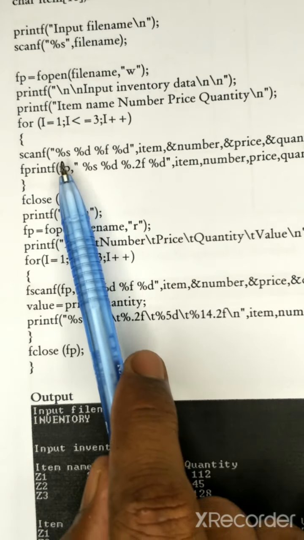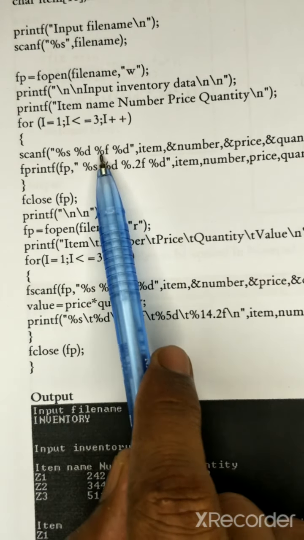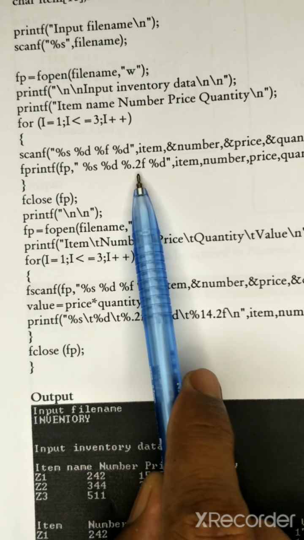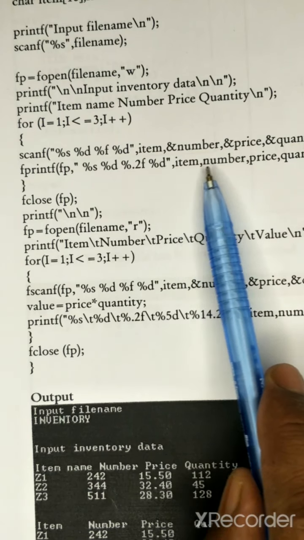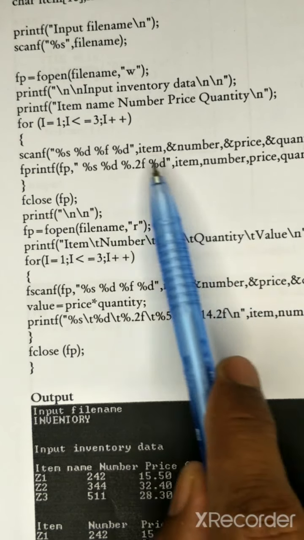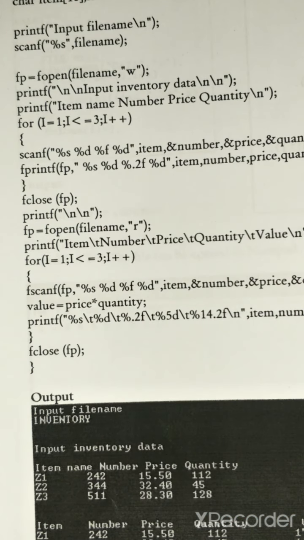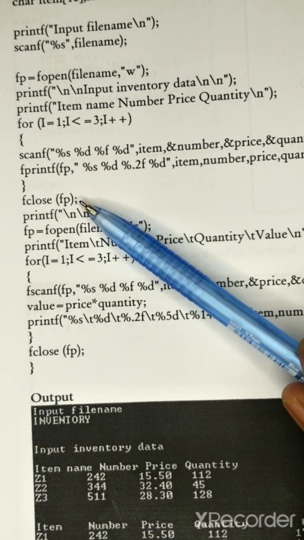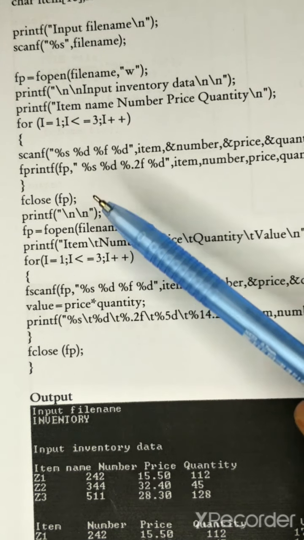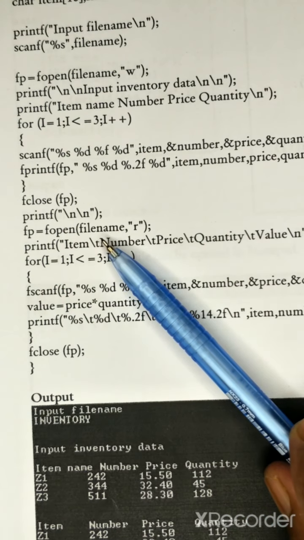If you look here, we have %s, we have %d, we have %f of 2 decimal places, and another integer. So we have item, number, price, and quantity. Okay, having done those, we close the file, and then we open the same file again.